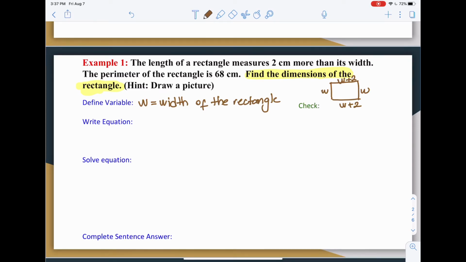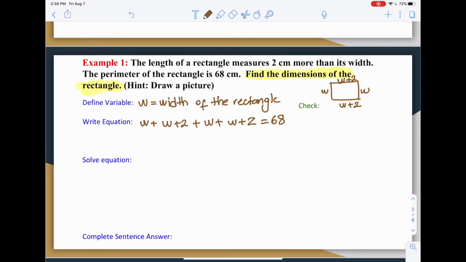Step 3. Reread the problem and write an equation for the quantities given in the problem. Now we're ready to write the equation. Since the perimeter of a shape is adding up all the side lengths, and we know that is 68, we can write the equation now. W plus 2 plus W plus 2, which will be 68.